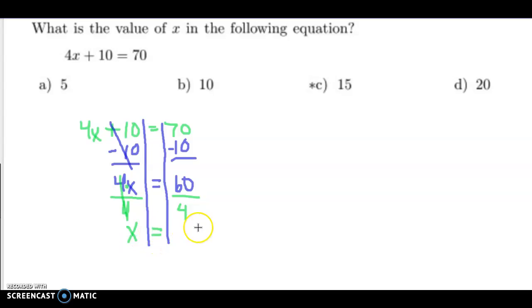And then I have 60 divided by 4, which is 15. Bam, there's my answer, and it is up here as well.